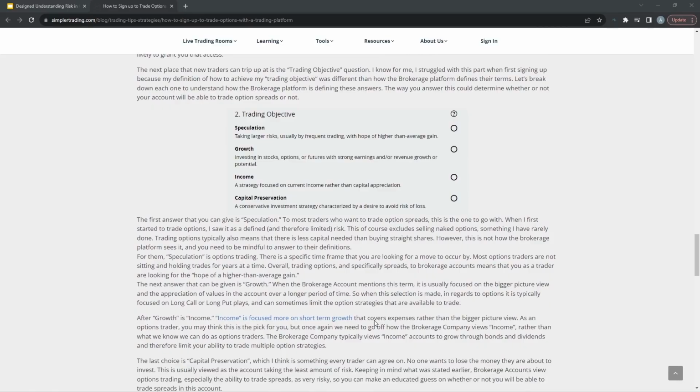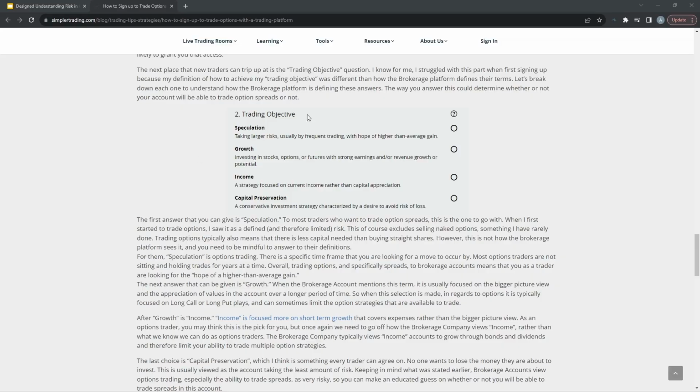The second thing that a lot of traders get stuck on when trying to open, for example, a margin account to trade spreads is the trading objective. And this is one that can kind of confuse people. I know when I was first signing up for accounts by myself, when I wasn't trading family accounts anymore, but I started trading my own, the trading objective kind of threw me for a loop when I was first asked this question. And the reason why is because of how I view trading versus how the brokerage account views trading. So of course, keep in mind, you always want to answer in regards to how the brokerage account views it, not necessarily our own opinion.